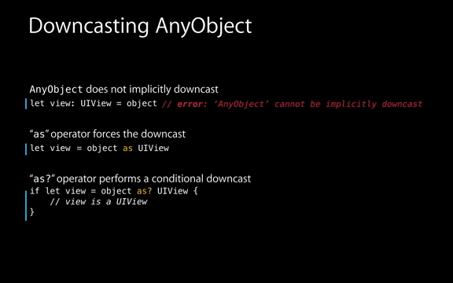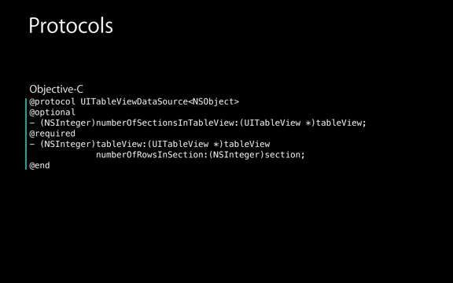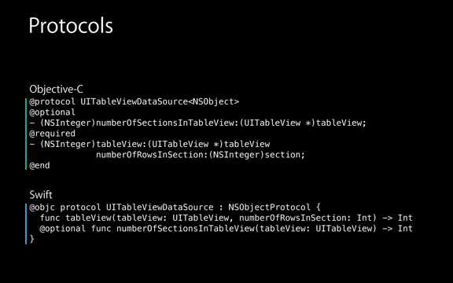So let's take a little bit of a detour and talk about a tiny bit of protocols. Here's an Objective-C protocol for a UI table view data source, and its Swift equivalent. Not a whole lot new here, but there are two things that I do want to point out. First thing I want to point out is optional and required. So in Objective-C, optional and required are essentially modes in the protocol. You say at optional, and everything that follows is optional up until the point where you hit an at required, and then everything is required.